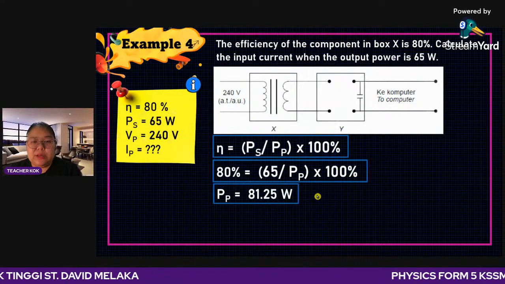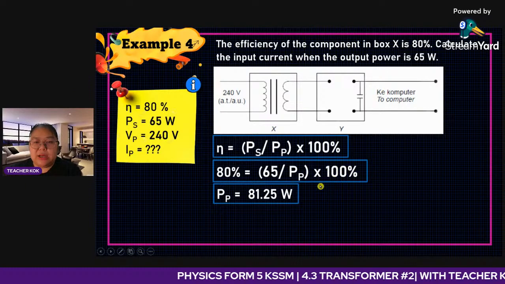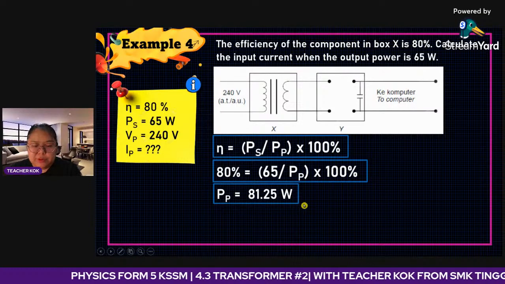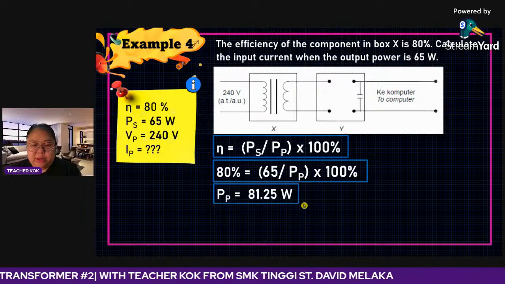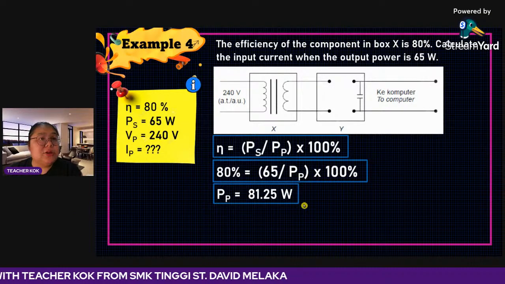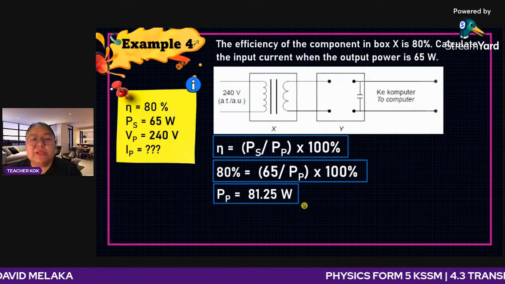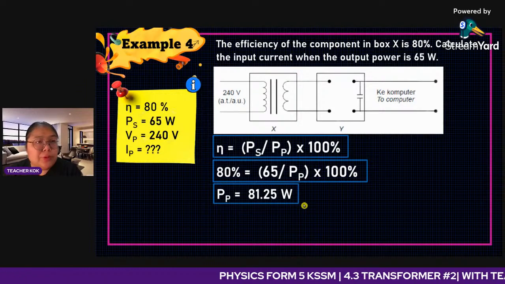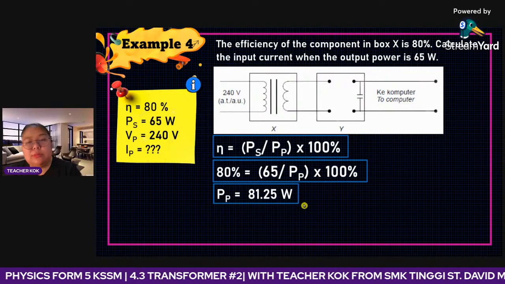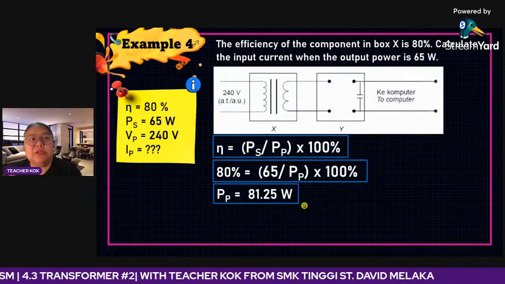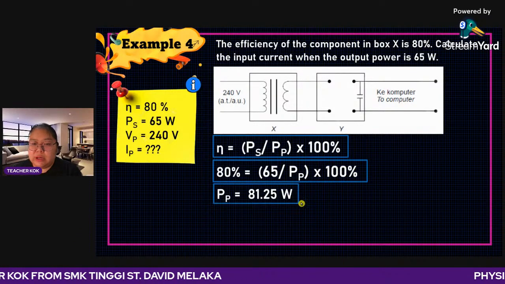So from here we have 80%. Oh, sorry, when I change it to here, 80% becomes 0.8. Then after that, 65 over 0.8. Your answer has a problem. Why 52 watts? 52 watts means your Pp is less than the power output. How come like this? Your power input must be more than the power output. Please do your calculations again. There is a little problem in your calculations.